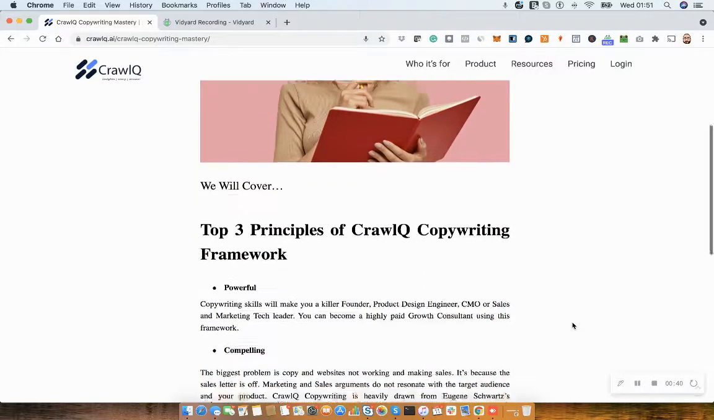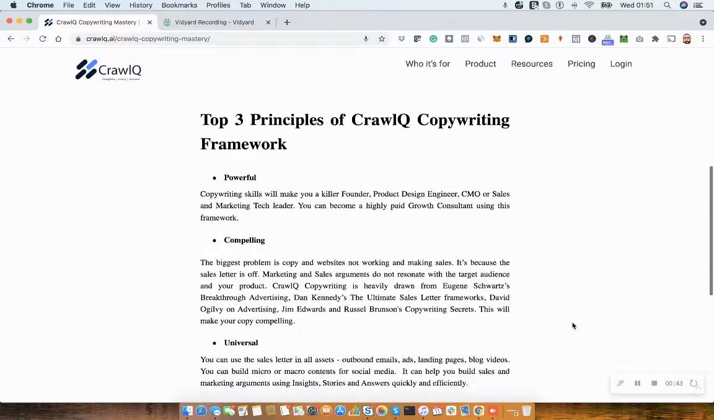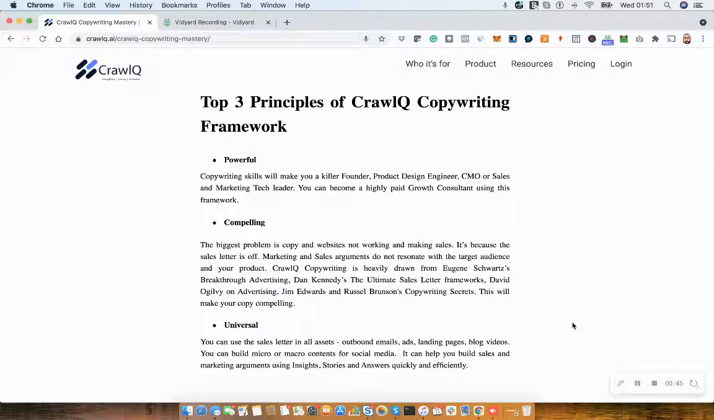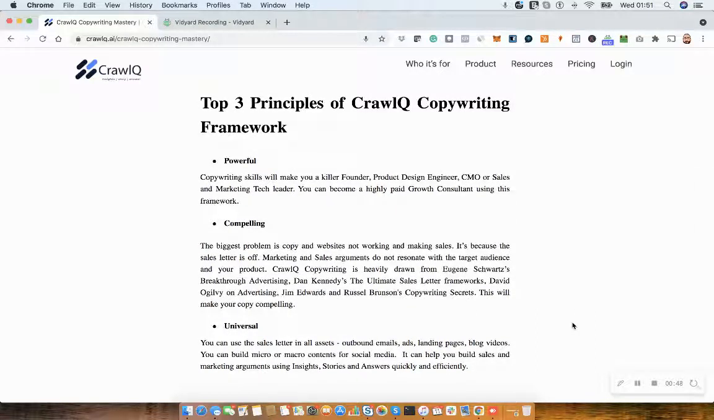This CrawlQ copywriting framework is really powerful, compelling, and universal. These are the copywriting skills that will make you a killer product design engineer, CMO, or sales and marketing tech leader. You can become a highly paid growth consultant by following this framework, and I'm going to cover it in detail. I have not invented this framework, but I have assembled it from different authoritative references. It is really compelling, I can assure you.